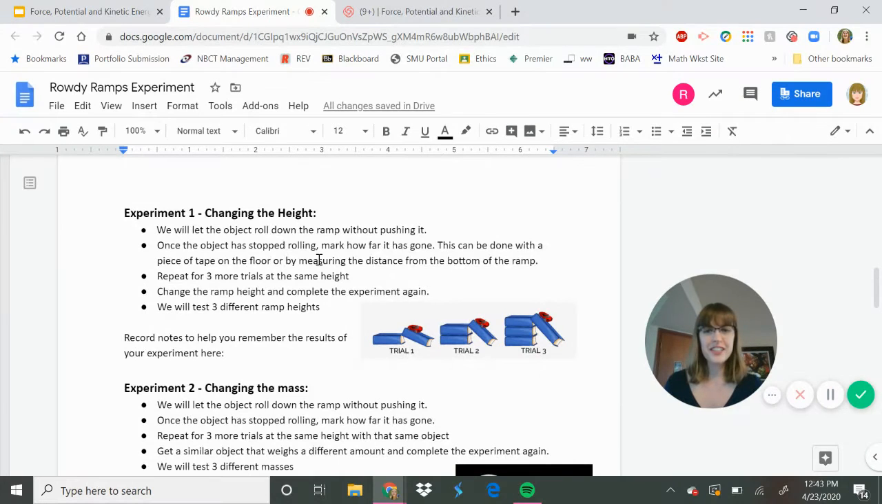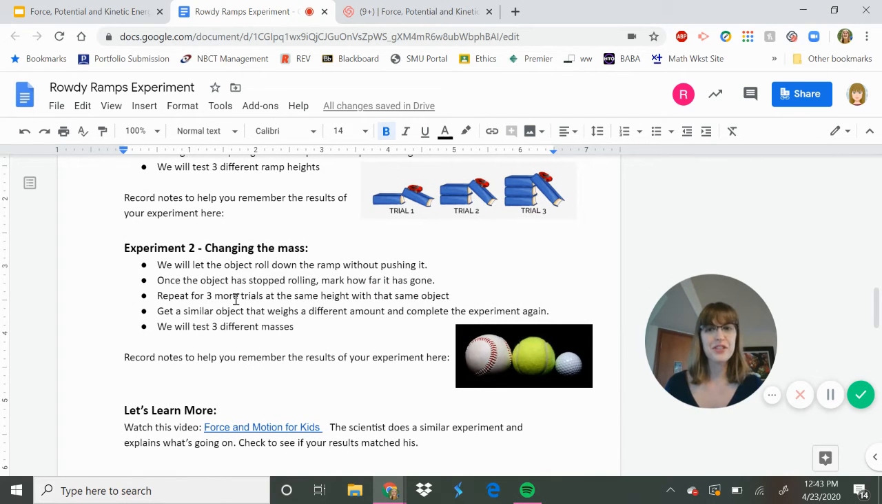So you're going to do the experiment 4 times. So roll the ball or the cart down 4 different times. For trial 1, which is the short version. The second one is the taller, and finally the third is the tallest. So that's a total of 12 rolls. You can mark how far it goes with chalk, with a piece of tape. You could measure it, anything to help you remember, does the short, medium, or tall ramp cause objects to go farther? And you can record those notes here.